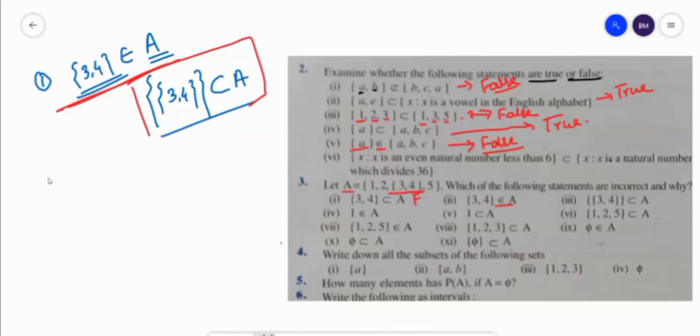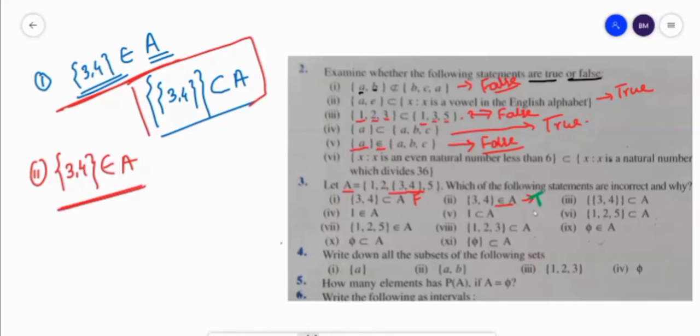Therefore, number 2, this statement, {3, 4} belongs to the set A, is correct. So that implies this statement is a true statement. I am using green here.